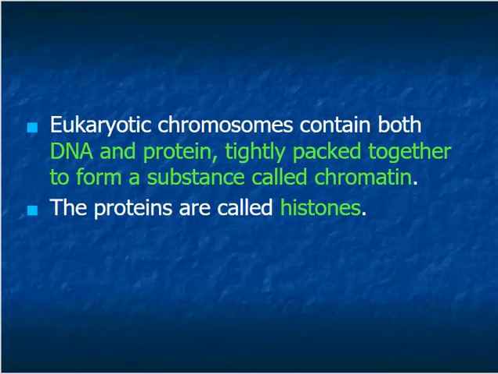Our eukaryotic chromosomes also contain both DNA and protein, and they're tightly packed together to form what we call chromatin, another word you have heard of. When you look at that composition, the proteins that are involved with the DNA are called histones.